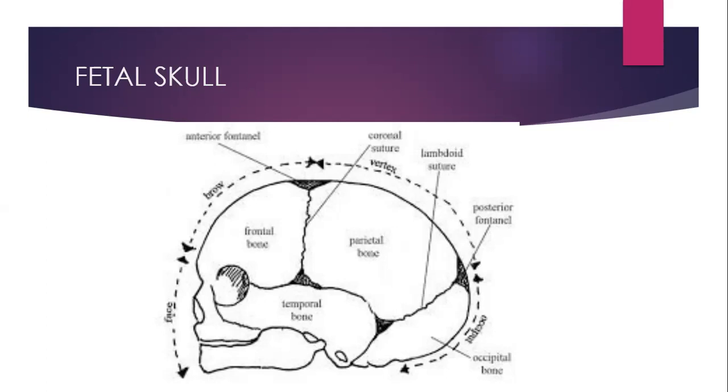See, in caput succedaneum mainly there is stagnation of fluids, but in cephalhematoma it's mainly due to blood. Bleeding will be there. And this cephalhematoma mainly occurs with vacuum deliveries. And also one more thing, it is not limited to the suture line.